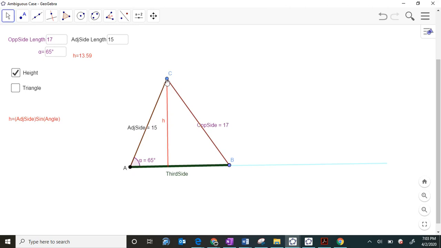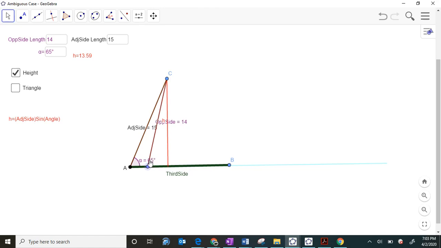What happens if I have a length of the opposite side that is bigger than this height, but less than the adjacent side? So let's say that it's between, let's give it 14. What if I say 14? So what if the opposite side is 14? Well, if it's 14, the height is 13.59, and that's smaller than 14, and then 15 is bigger. So that means that this length is going to fall right in between there.